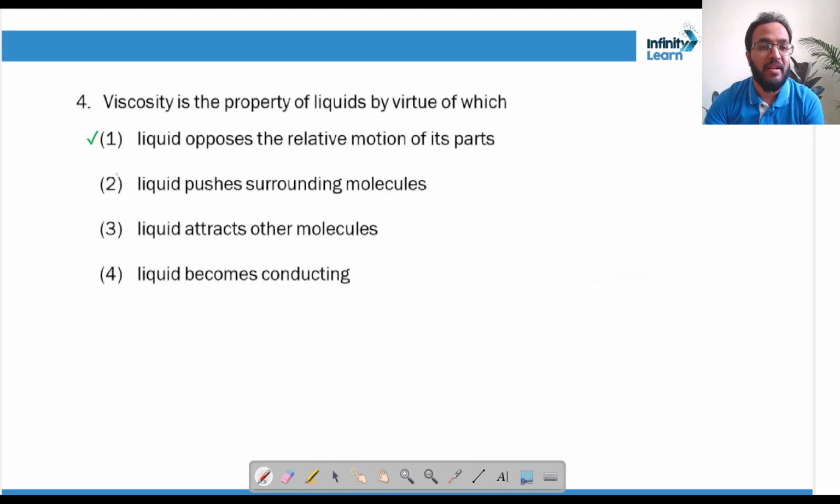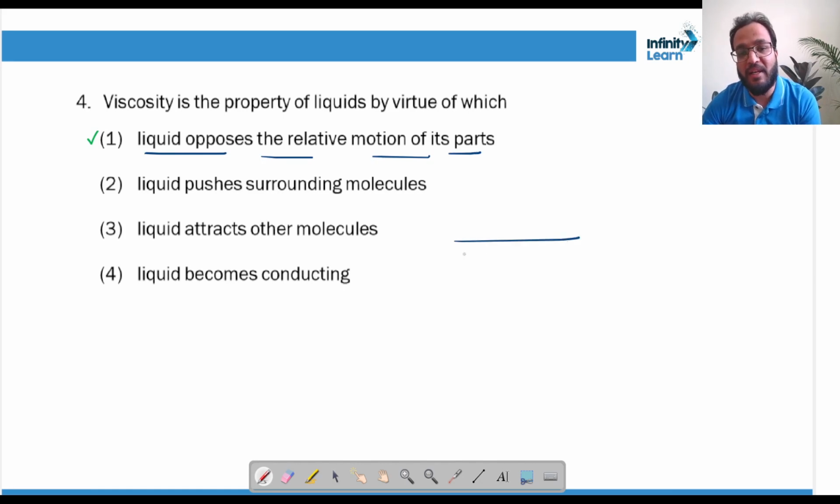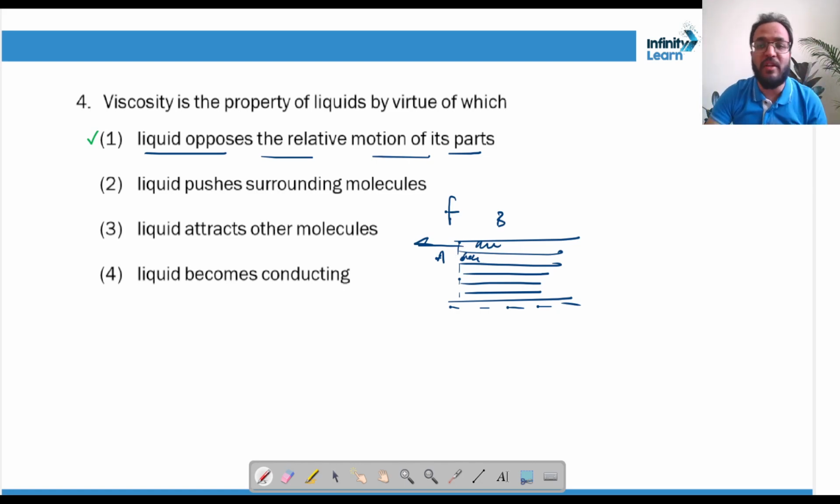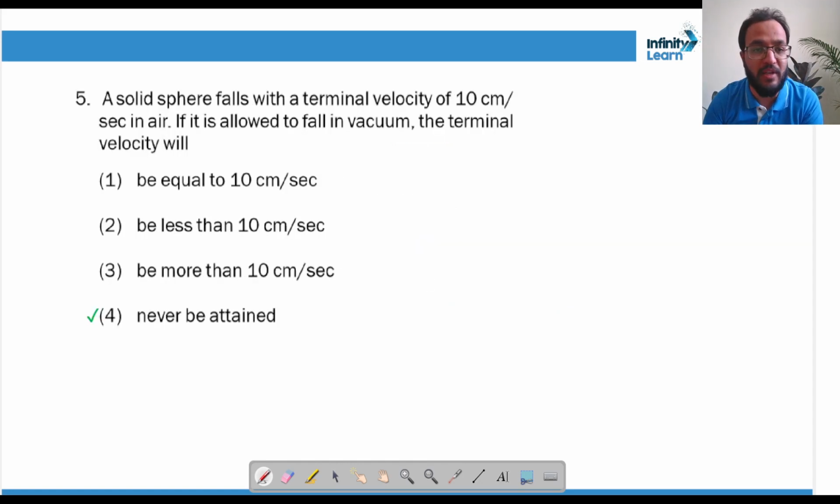Okay. Now the fourth part. Viscosity is the property of liquids by virtue of which the liquid opposes the relative motion of its layers. In a liquid, the liquid flows like this in different layers. Let's call this layer A, and this layer B. So layer A is opposing the motion of layer B, and this opposition among the layers of the liquid is known as viscosity of the liquid.